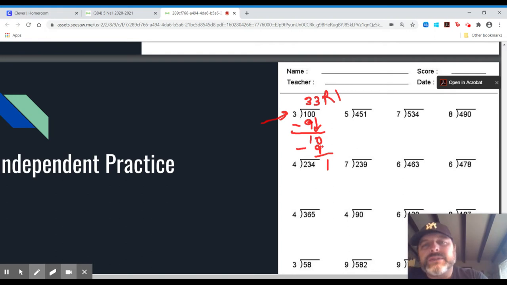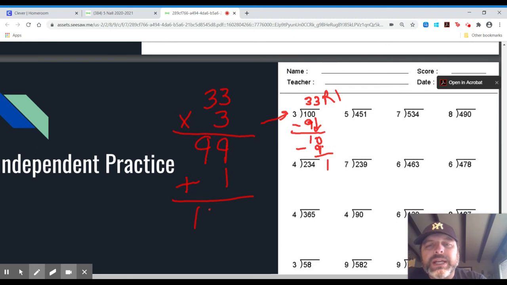And we can check our answers. Now, the way you check your answer is you take the 33, and you multiply it by 3, the divisor, and you do this problem. 3 times 3 is 9. And 3 times 3 again is 9, okay? And then we had a remainder, so the remainder was 1, and then you add the remainder. And you check, and you're like, oh, okay, I got 100, and that was the dividend, okay? So that's how you check your answer. You multiply the answer times the divisor, and you add the remainder to it, okay?